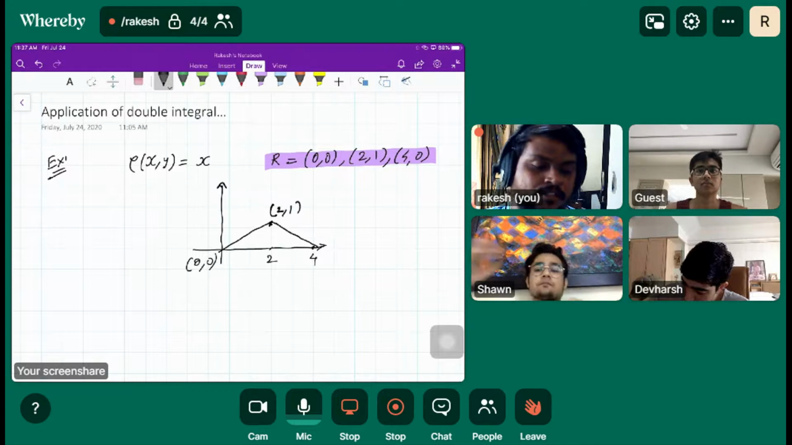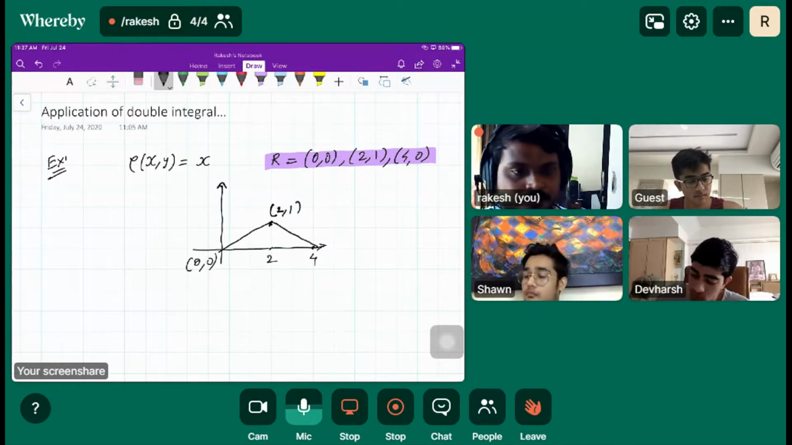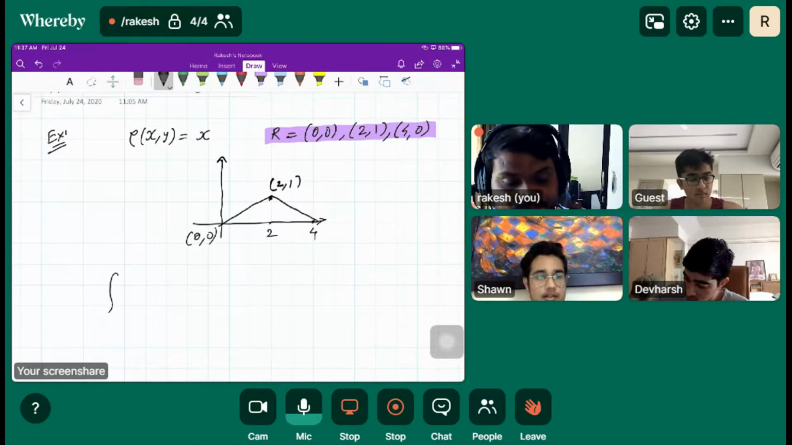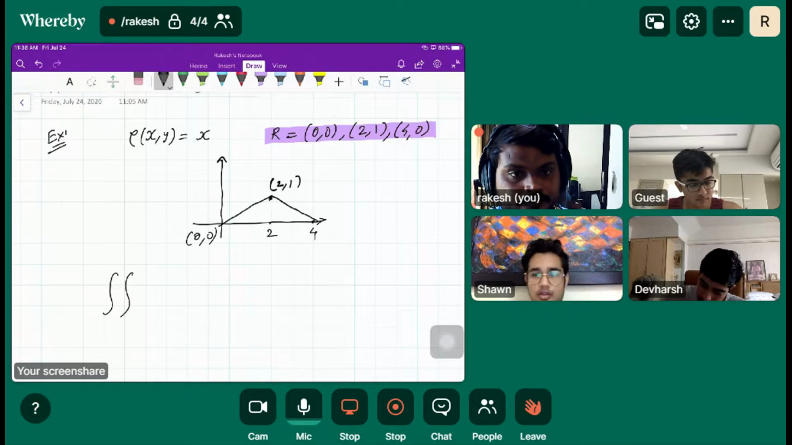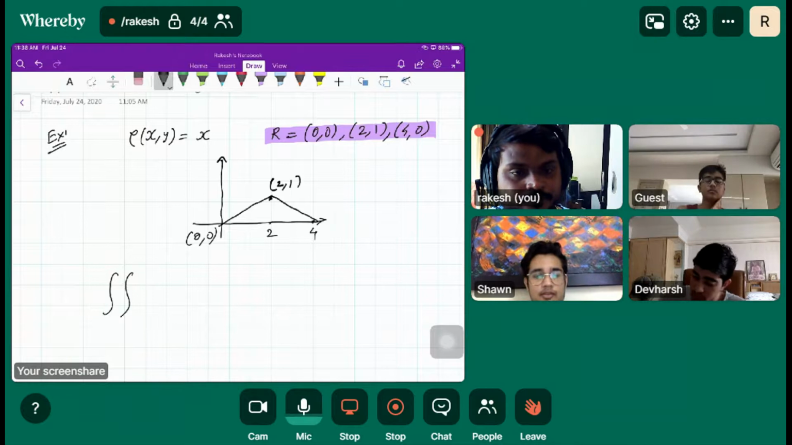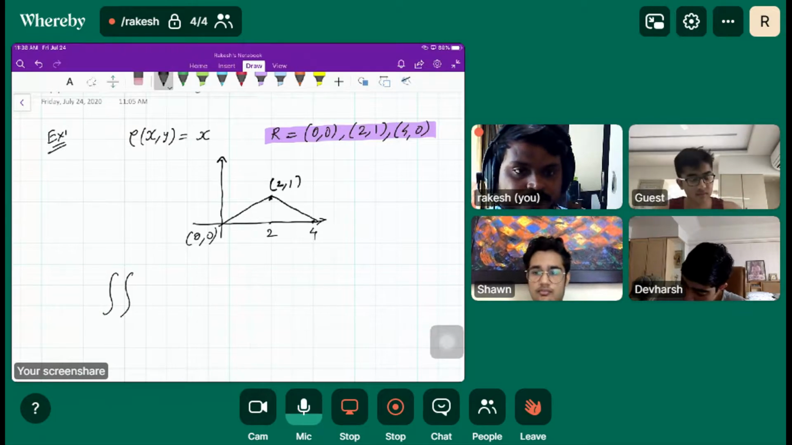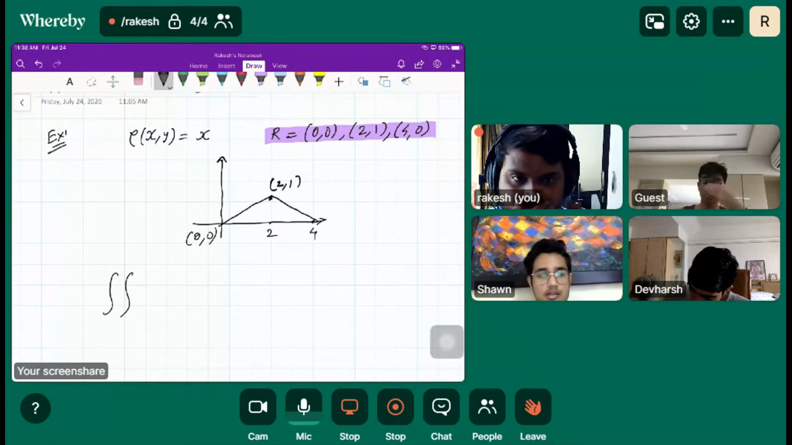Now help me set up the integration. Sean, I want an answer from you. Okay, so a double integral, and we put the limits. For x, it should be from 0 to 4, right? First, let me know the order you are taking here. dx dy or dy dx? So dx dy, right? Why dx dy?